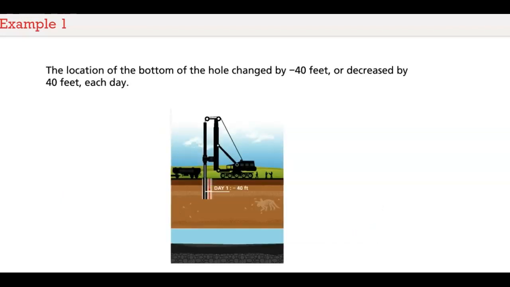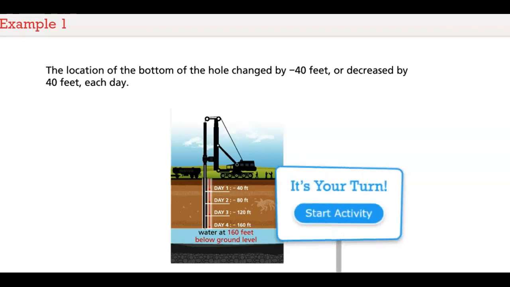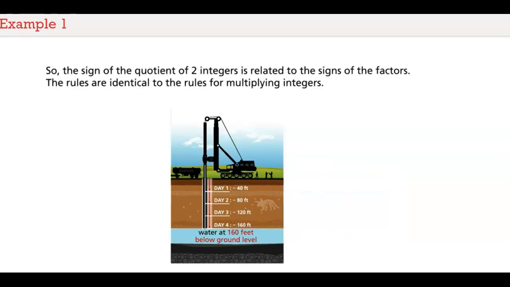The location of the bottom of the hole changed by negative 40 feet, or decreased by 40 feet each day. So, the sign of the quotient of two integers is related to the signs of the factors. The rules are identical to the rules for multiplying integers.